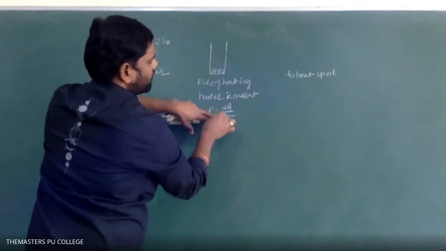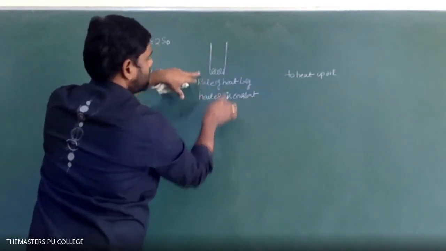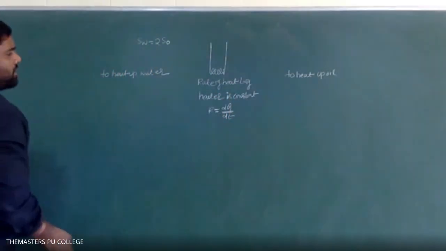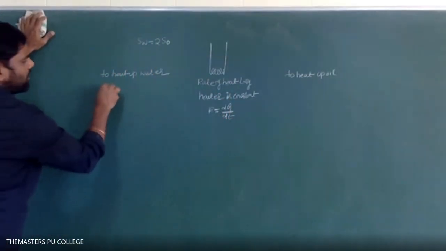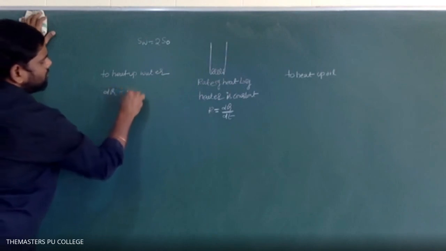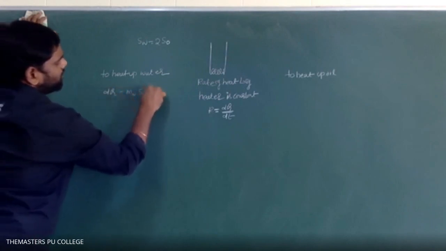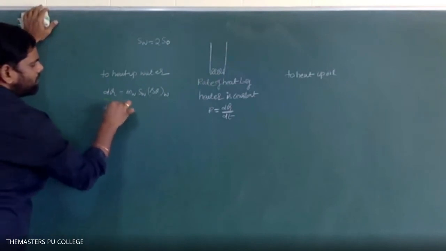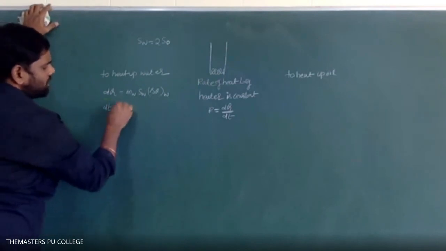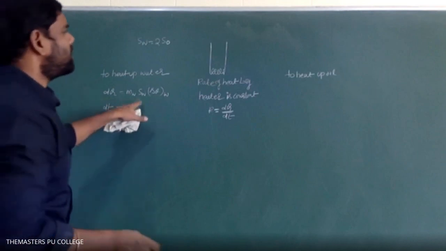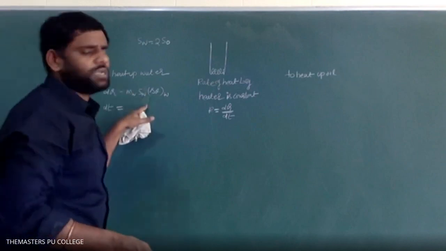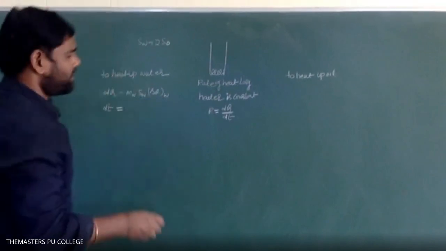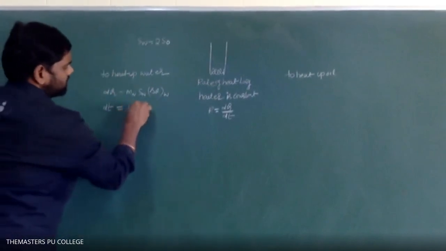So if dq amount of heat is given by the heater in dt time interval, the rate of heat is dq by dt. So first here, dq is equal to mass of water into specific heat of water into delta theta of water. In how many minutes has the water heated? Water has heated in 10 minutes.